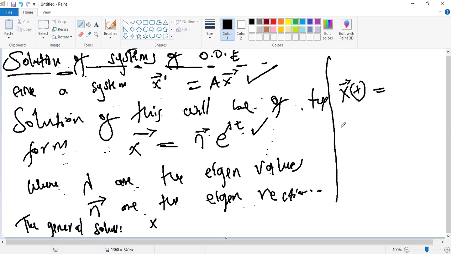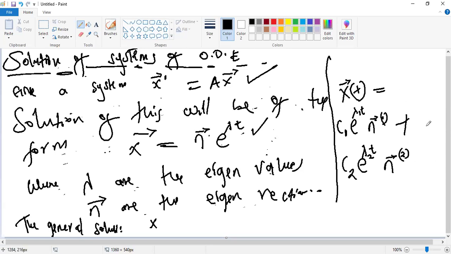X(t) is equal to C1 exponential lambda 1 t n1 plus C2 exponential lambda 2 t n2. This will be our general solution.